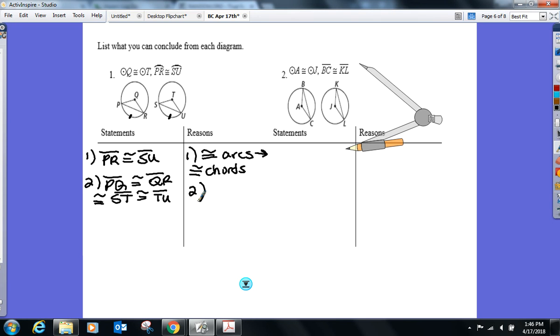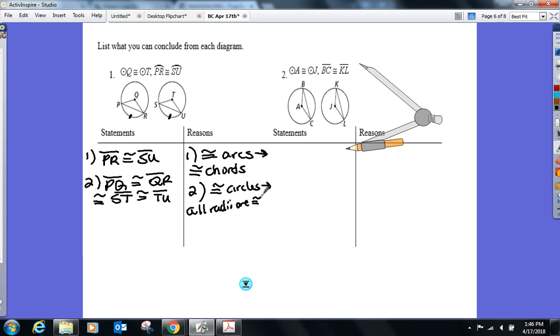How did I know? What was I given? What led me to that? What was I given? Congruent circles imply what? All radii are congruent.